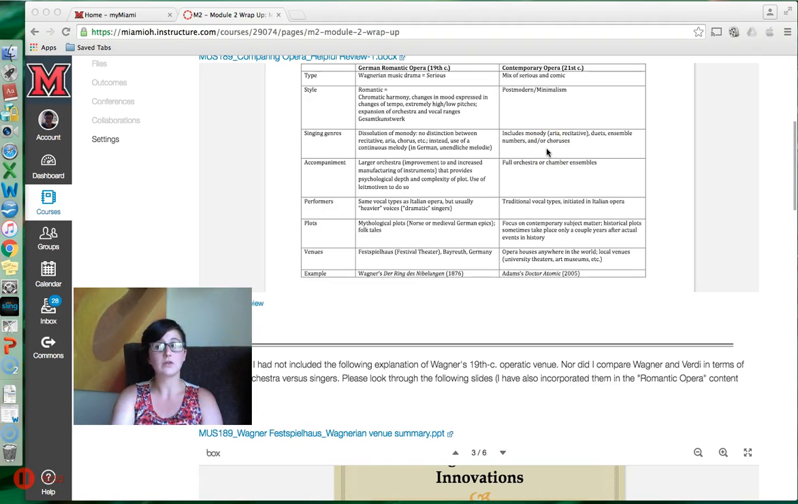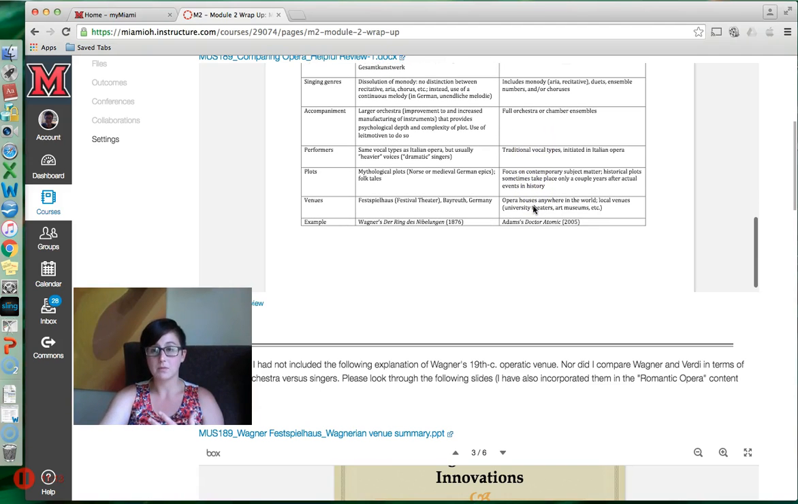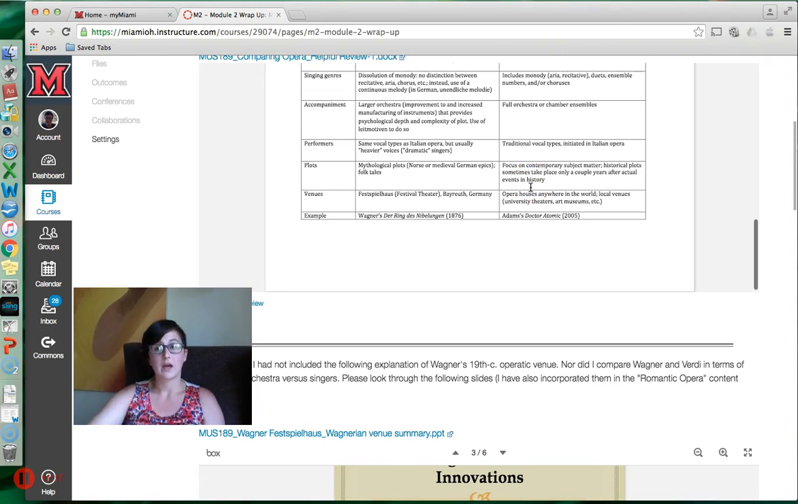Monody may or may not be included. It usually is included and isn't as unending as a Wagnerian 19th century German opera. But you have choruses and ensemble numbers. The accompaniment may be a full orchestra or a very small chamber ensemble. It really depends what a composer has at his or her disposal. The traditional vocal types remain. There's a focus on contemporary subject matter, and often very, very contemporary subject matter. So you might have an opera covering events from 1 or 2 years past.